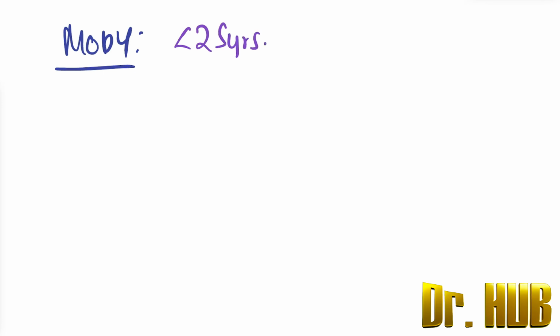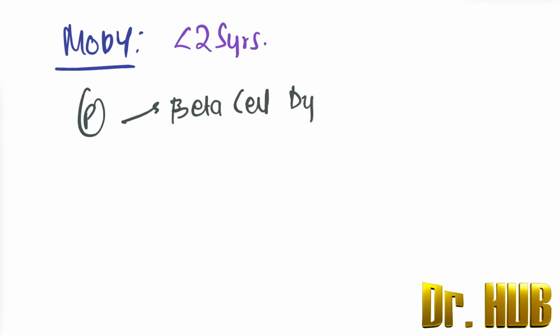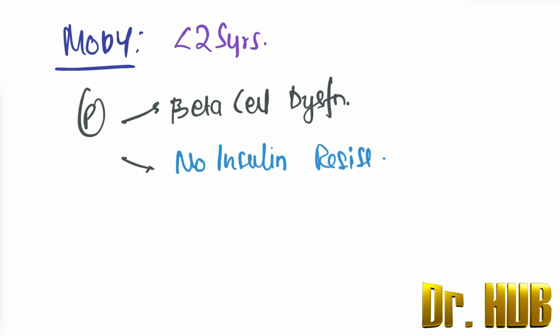Now let's look at MODY. Here the age of onset is in the young, that is less than 25 years, and the pathology involves only beta cell dysfunction. There is beta cell dysfunction and there is no insulin resistance. Now, what about the FH?